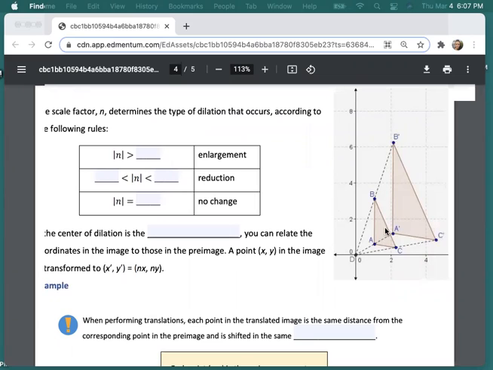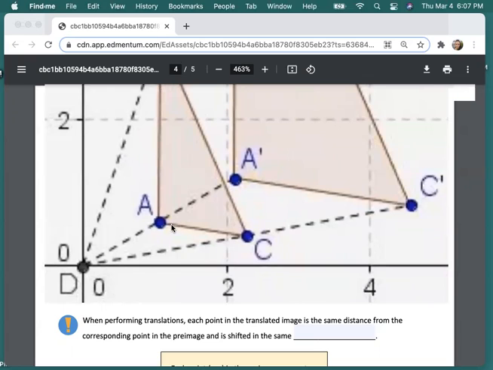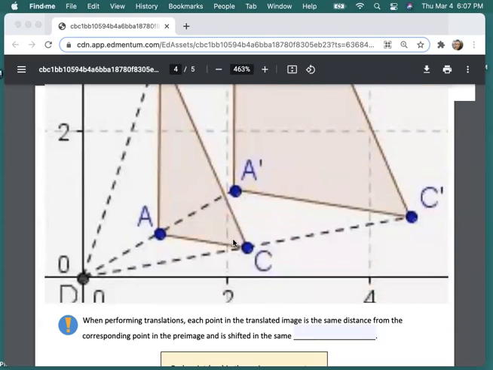So if we look at this picture right here, we have our original triangle ABC, which is smaller than the new ABC triangle. And how much bigger and smaller is it? And this is dilated around the origin. So if we were to take a measurement of the sides, it looks like it's 2 times bigger.